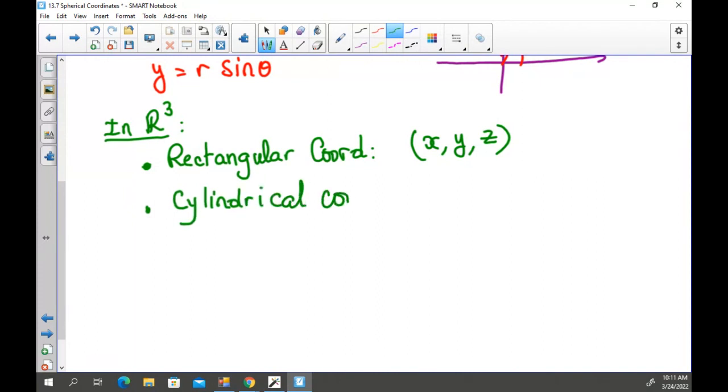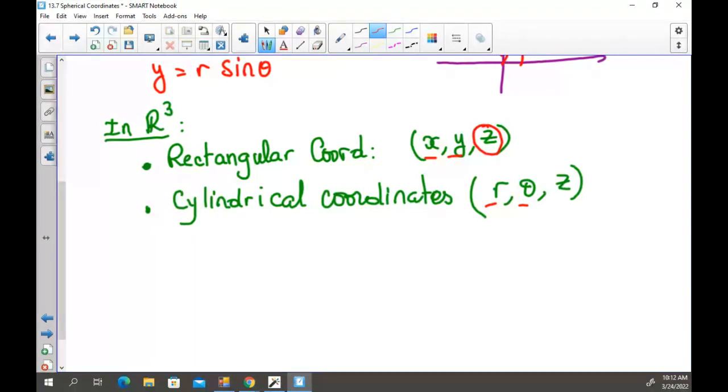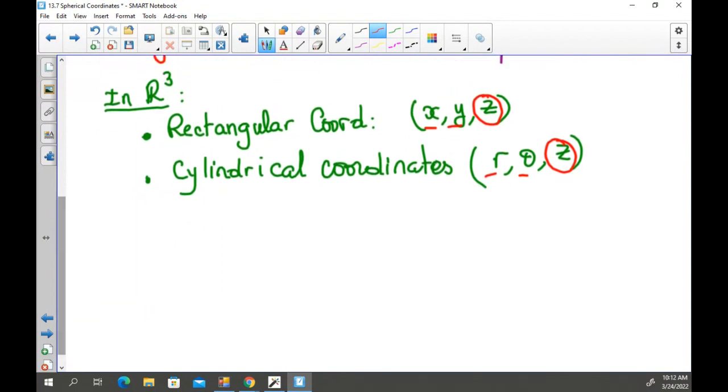Cylindrical coordinates, which are R, theta, and Z. So basically, we replace 2 of these coordinates by the polar coordinates R and theta, and we keep the third one exactly as it is, like this. So that is basically the way the cylindrical coordinates work.